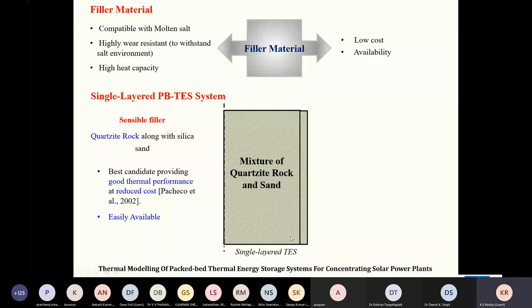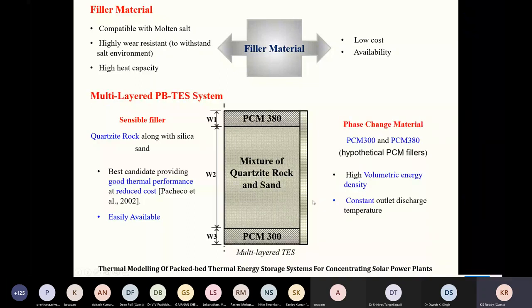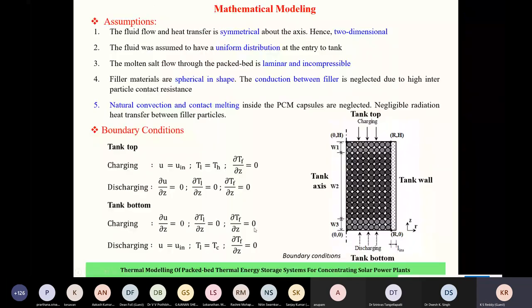And phase change materials are used here. Here, some PCM 300, a PCM with highly volumetric energy densities and constant outlet discharge temperature. There are of course some assumptions here. As I mentioned, it is axisymmetric here, and different packed beds are used with the phase change material and different energy storage materials. This is the tank, and boundary conditions are applied in order to study the analysis.